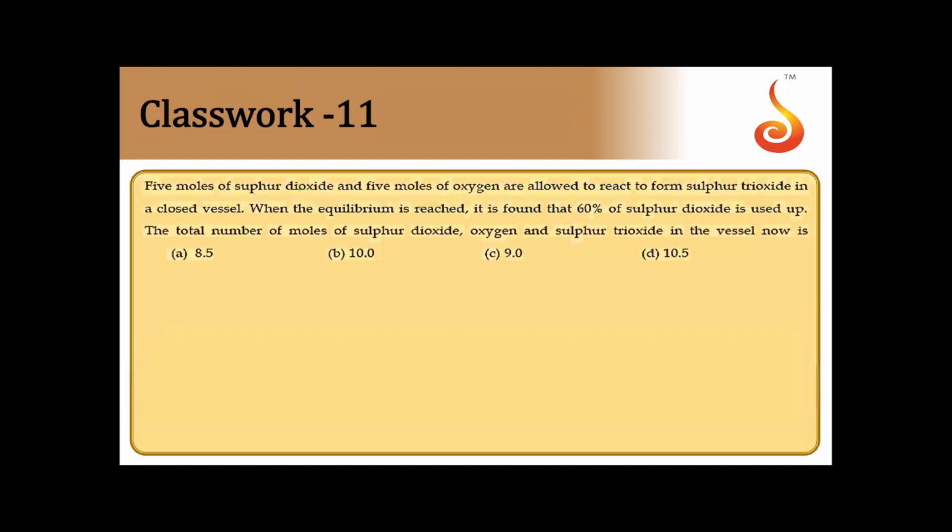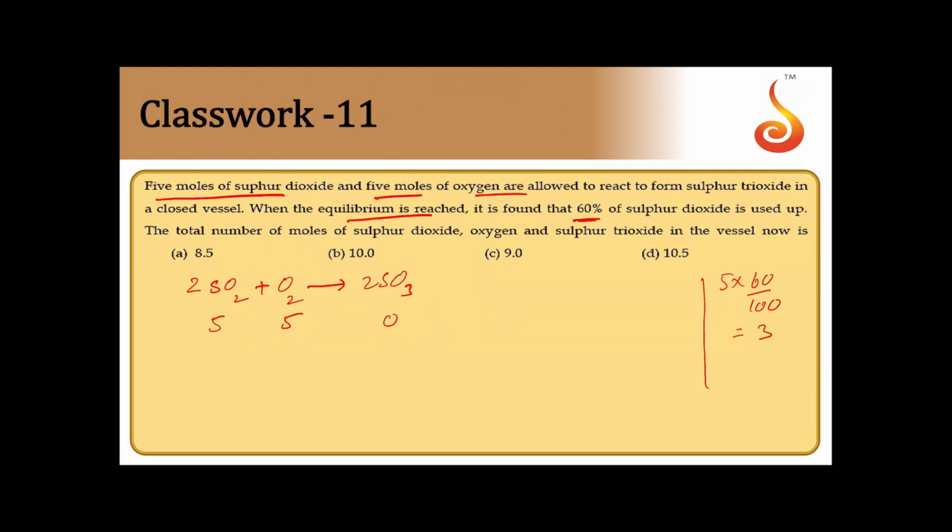Let us write the equation first. That is to say 2SO2 plus O2 giving rise to 2SO3. Now initial moles are 5 moles of sulfur dioxide, 5 moles of oxygen, so these are 5 and 5, and this will be 0. At equilibrium, 60% of SO2 reacts. They have taken 5 moles, and in the 5 moles we have to see 60% is how much. So 5 comes to 3. So 3 moles of SO2 are reacting.